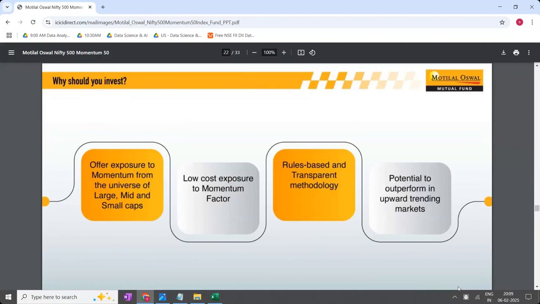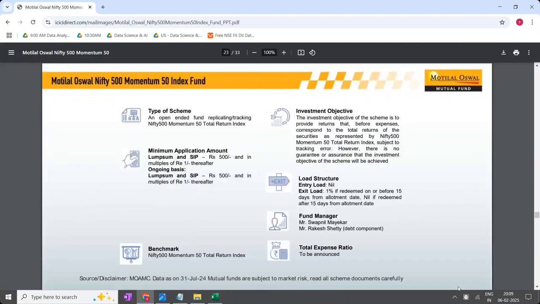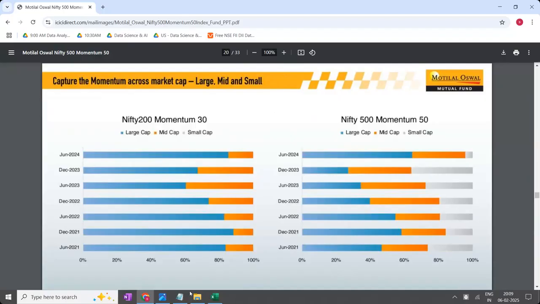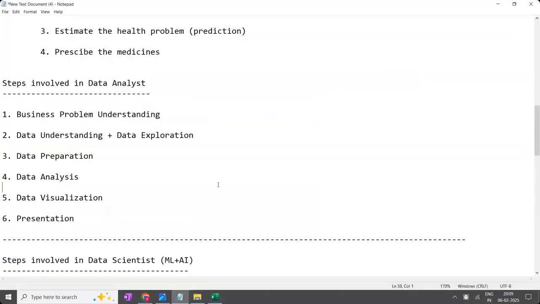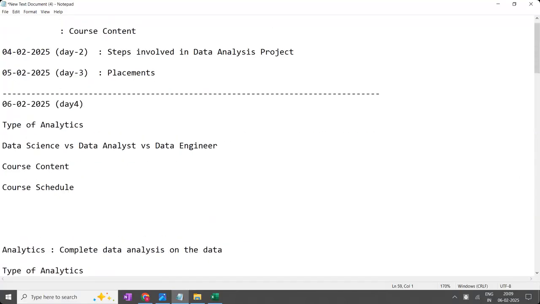This is the presentation. Are the points clear? Everyone? Clear, guys? What is the difference between a data analyst versus a data scientist, and what exactly does a data analyst do? Everything is clear now? Next, coming to the first, I have explained what the different types of analytics are, and the difference between data science versus data analyst. Now, what is the data engineer role?